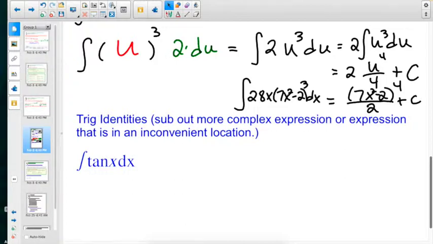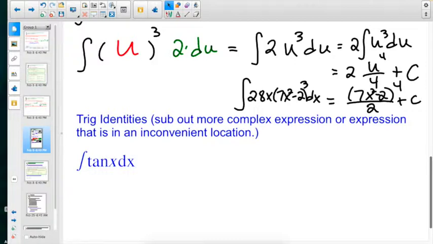We can do this with slightly more complicated expressions, like tangent of x dx. Does anybody know what the integral of tangent x dx is? Secant squared. What's the derivative of tangent of x? So Tyler said, oh, it's secant squared. No, that's the derivative. Right. Okay, it's something that doesn't even really look that close to tangent x.